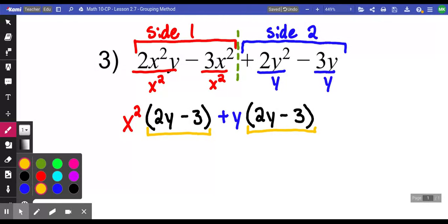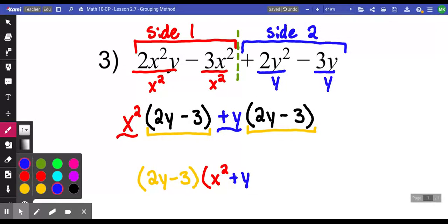I'm essentially going to take that out of the question. I'm going to greatest common factor it out front, so it becomes my first binomial. My second binomial is what's left over: x squared plus y. And that is my solution.